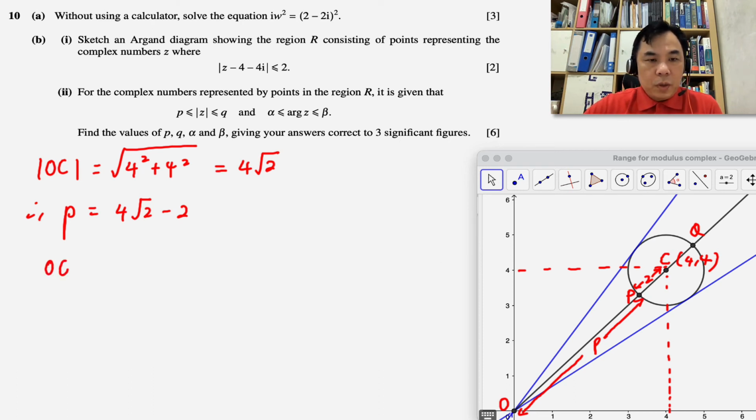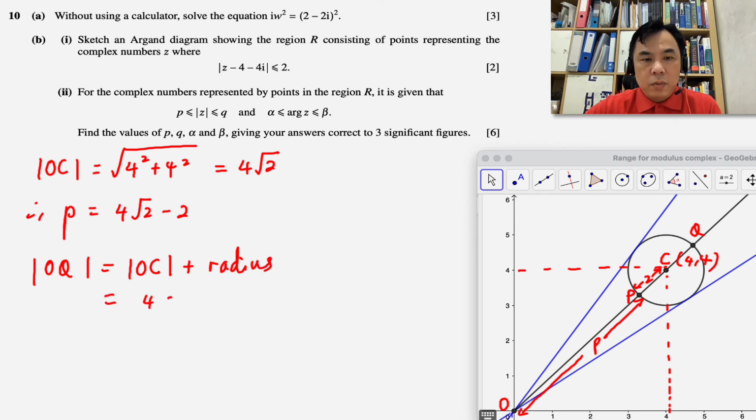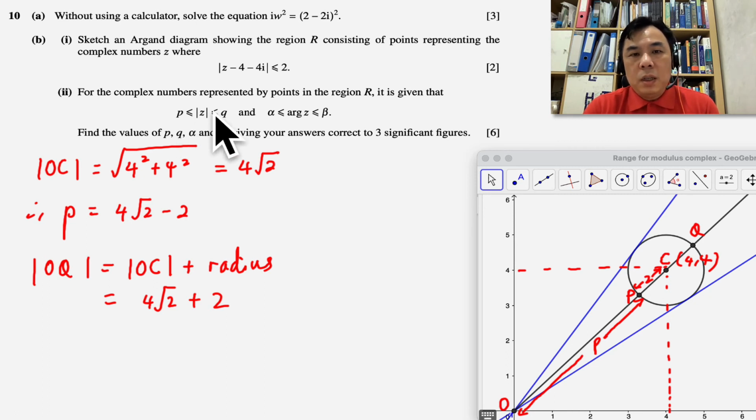You can either make use of OP or you can make use of OC. OQ is OC plus the radius of the circle, and that would give us 4 root 2 plus 2. And then there you have it. Those are the two values of P and Q that satisfy this inequality, and P and Q must be found in the region R. I hope that is clear.